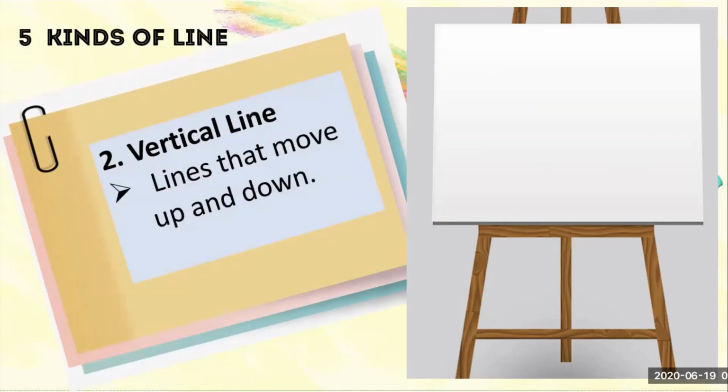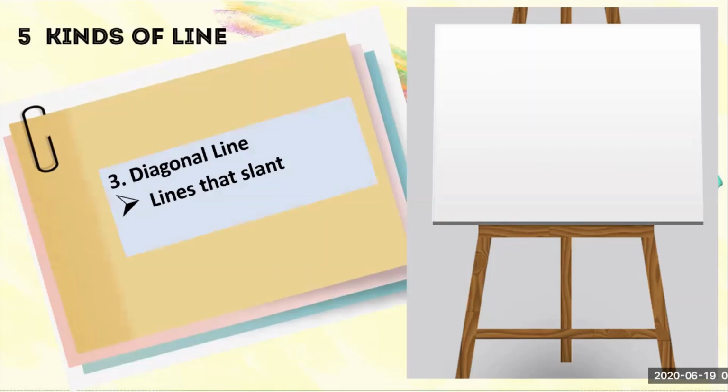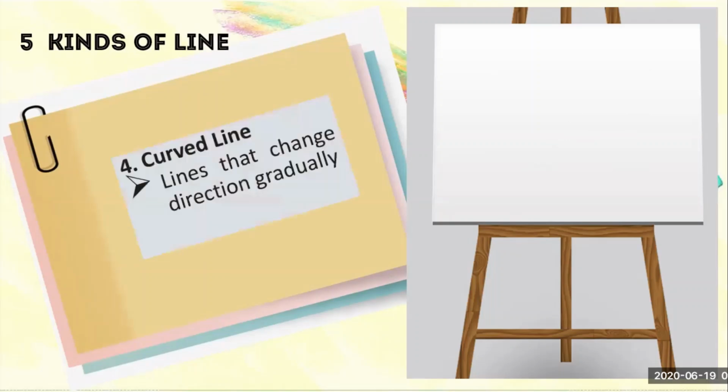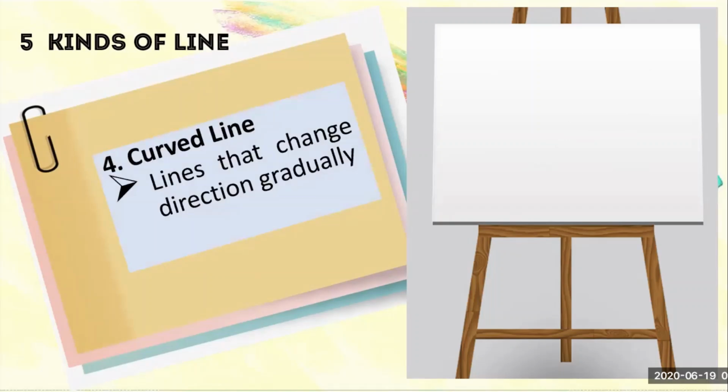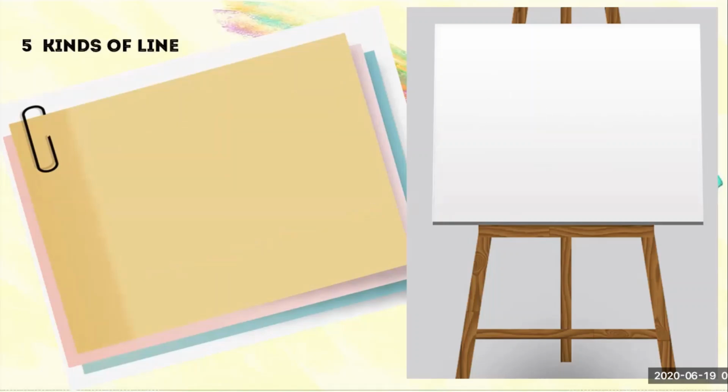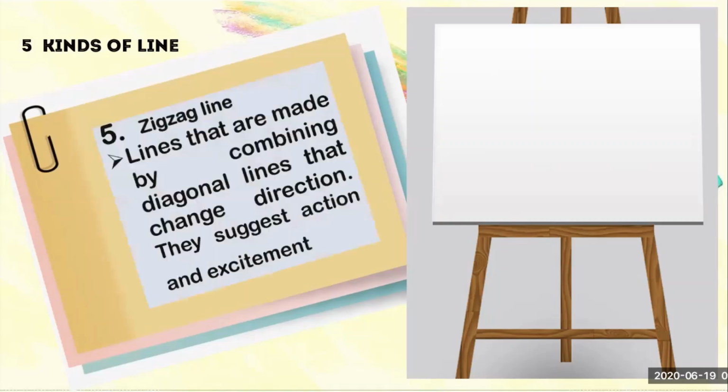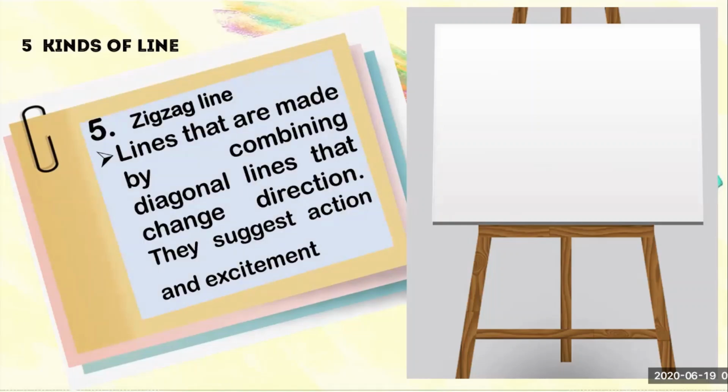Number 2, vertical line, lines that move up and down. Number 3, diagonal line, lines that slant. Number 4, curve line, lines that change direction gradually. 5, zigzag line, lines that are made by combining diagonal lines that change direction. They suggest action and excitement.